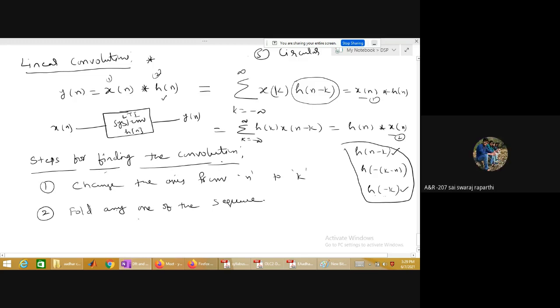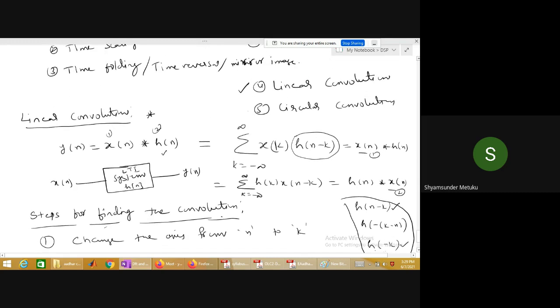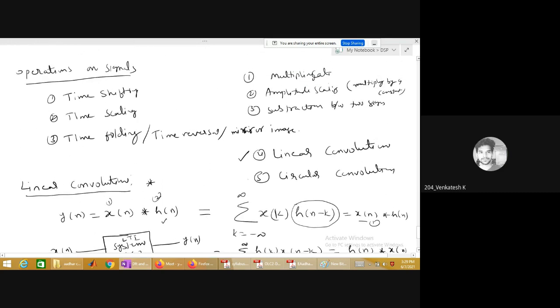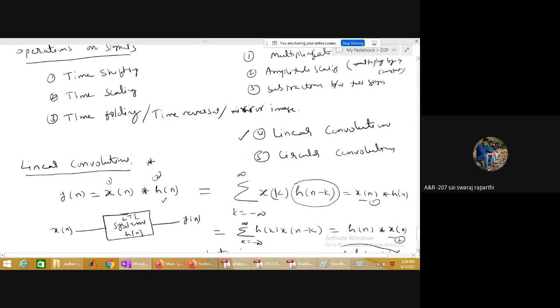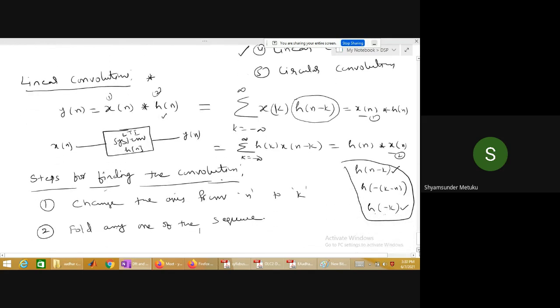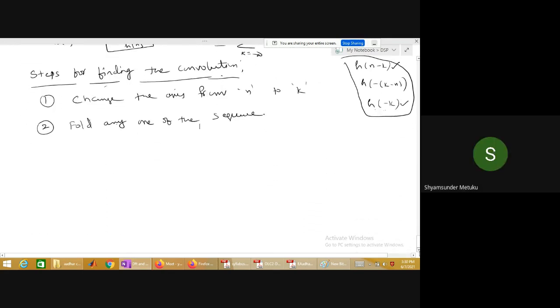Folding means what, sir? Folding means, just now I mentioned operations on sequences. I wrote in the beginning, here: time reversal. Fold means time folding, or time reversal.